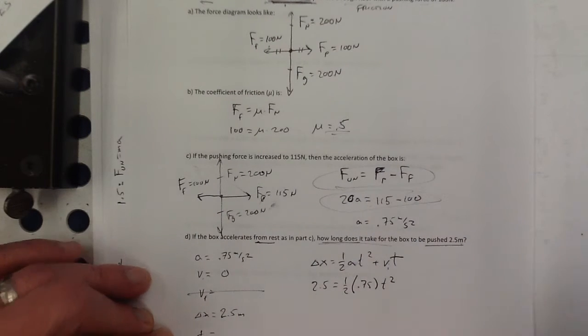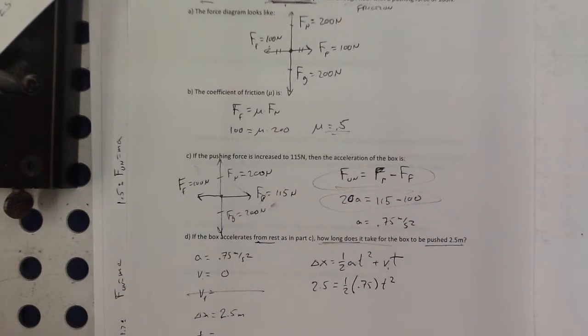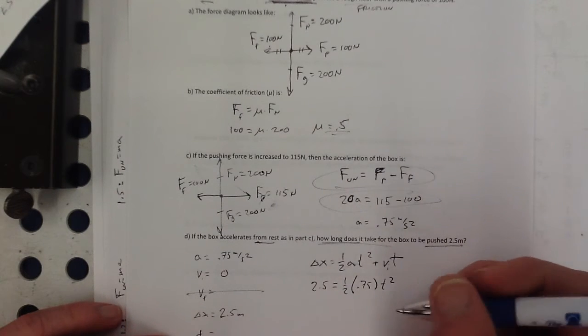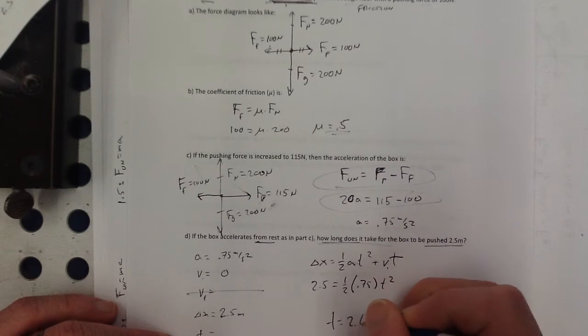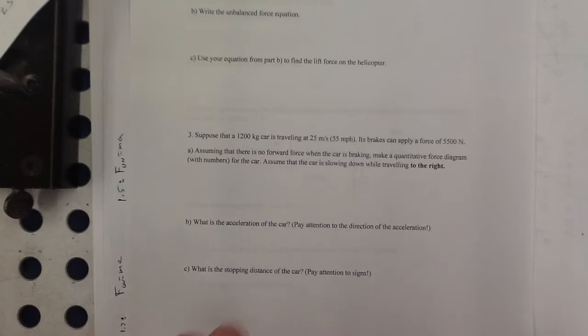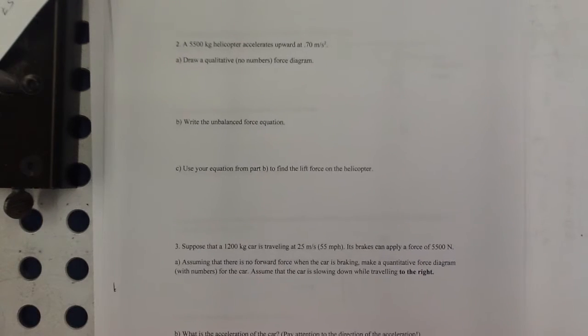So looks like I'm going to do some math here, however you want to do this. 2.5, multiply that by 2, it's 5, then divide by 0.75, and then I'm going to take the square root of that. About 2.6 seconds. All right. First page done.